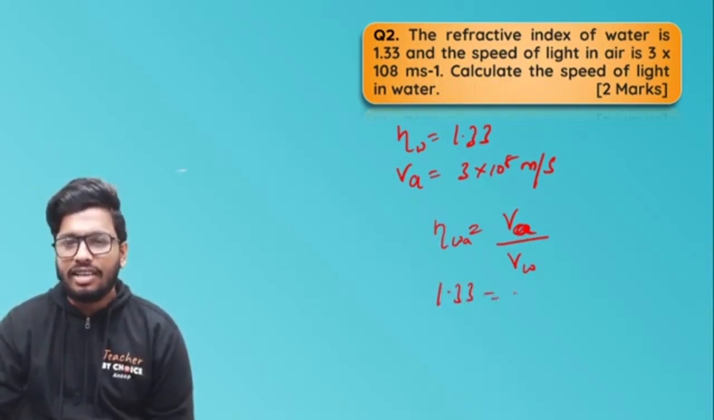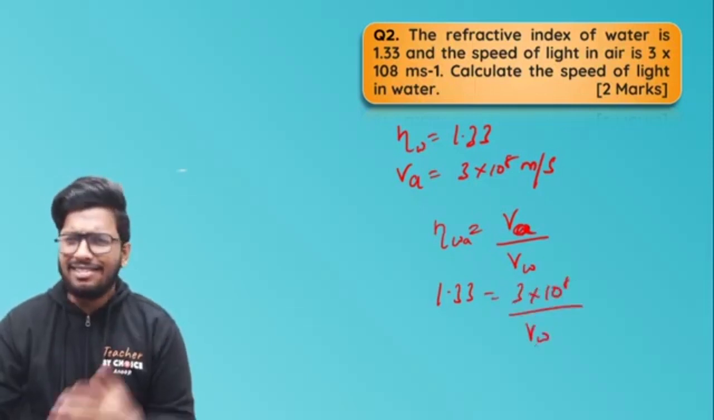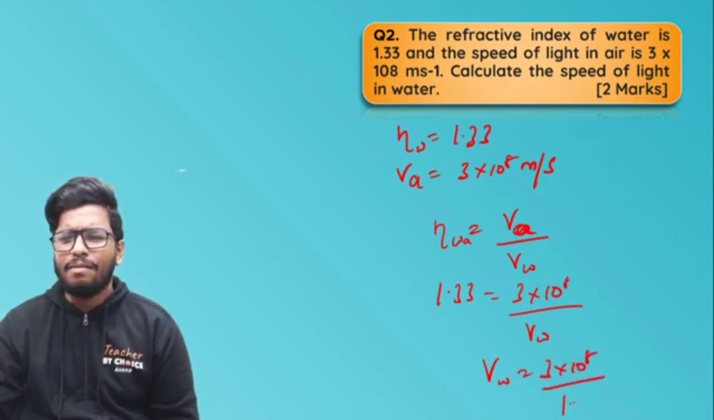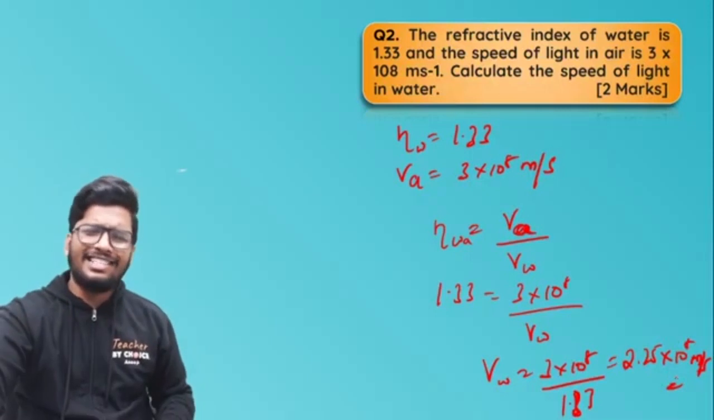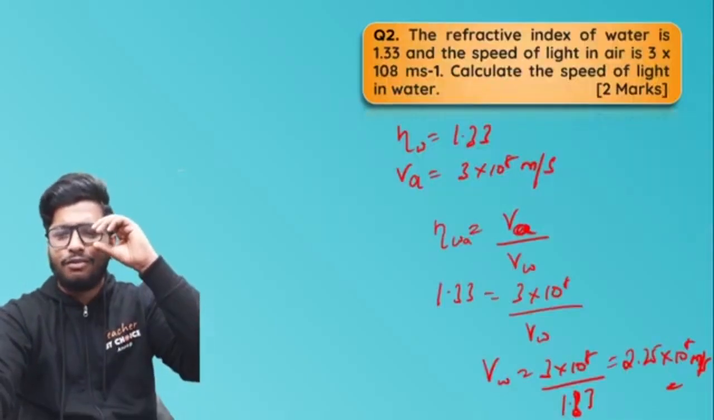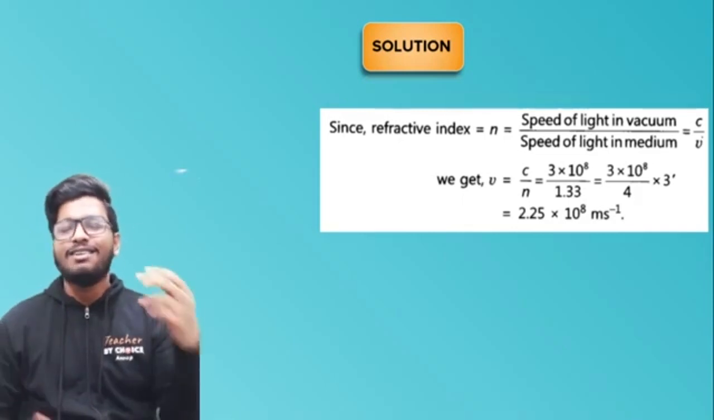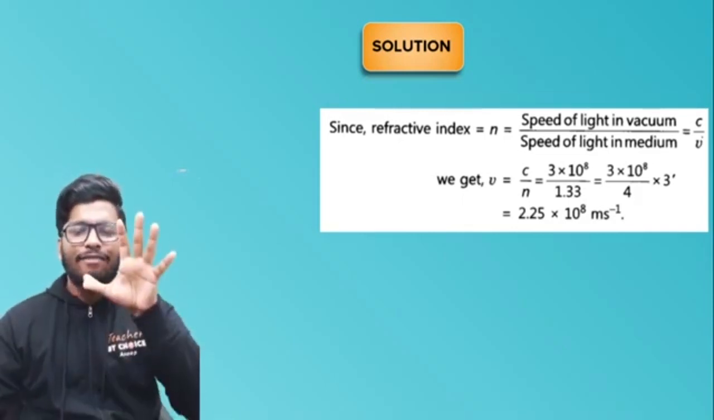Speed of light in water is given as 3 into 10 to the power of 8 meters per second. You're supposed to calculate this. Very simple. It is equal to 3 into 10 to the power of 8 divided by 1.33. If you divide this, you will get 2.25 into 10 to the power of 8 meter per second. That's it. That is the answer, people. 2.25 into 10 to the power of 8 meter per second is what you're going to get. Such an easy question for 2 marks, all yours if you remember this one formula.